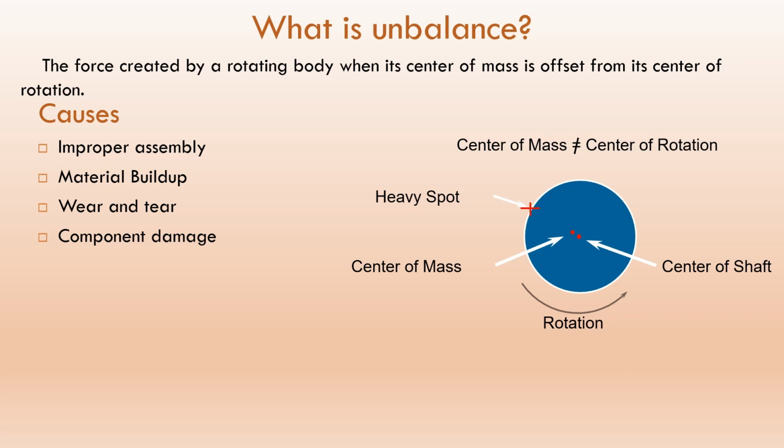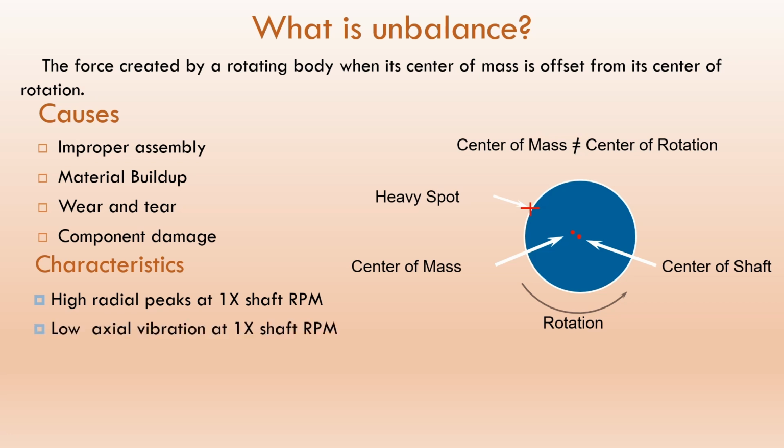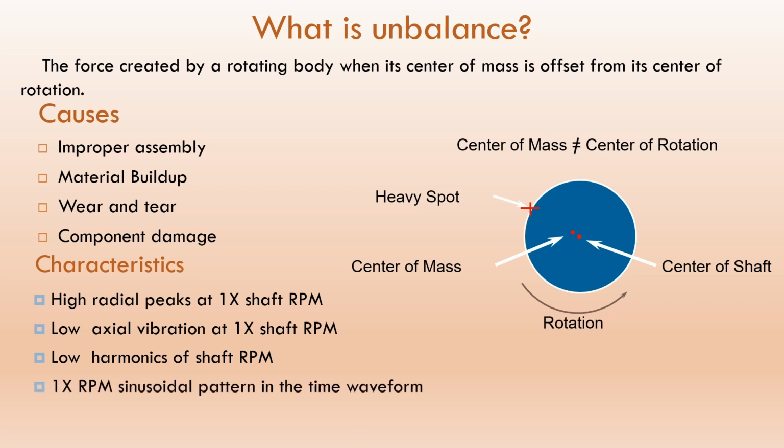Unbalance in rotating machinery exhibits several characteristics, such as 1. High radial peaks at 1 times of shaft RPM. 2. Low axial vibration at 1 times of shaft RPM. 3. Low harmonics of shaft RPM. 4. 1 times RPM sinusoidal pattern in the time waveform. And 5. It can cause other faults to appear, especially looseness.